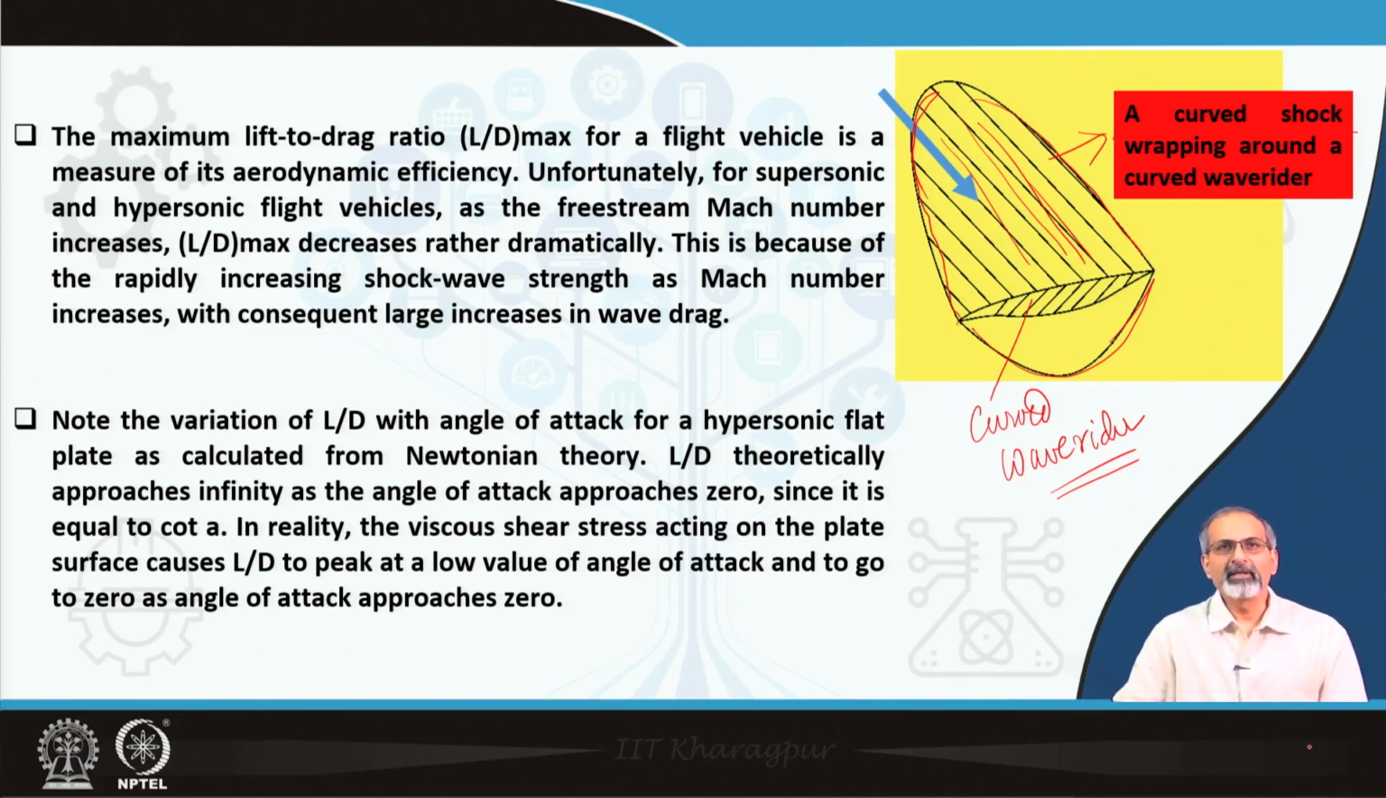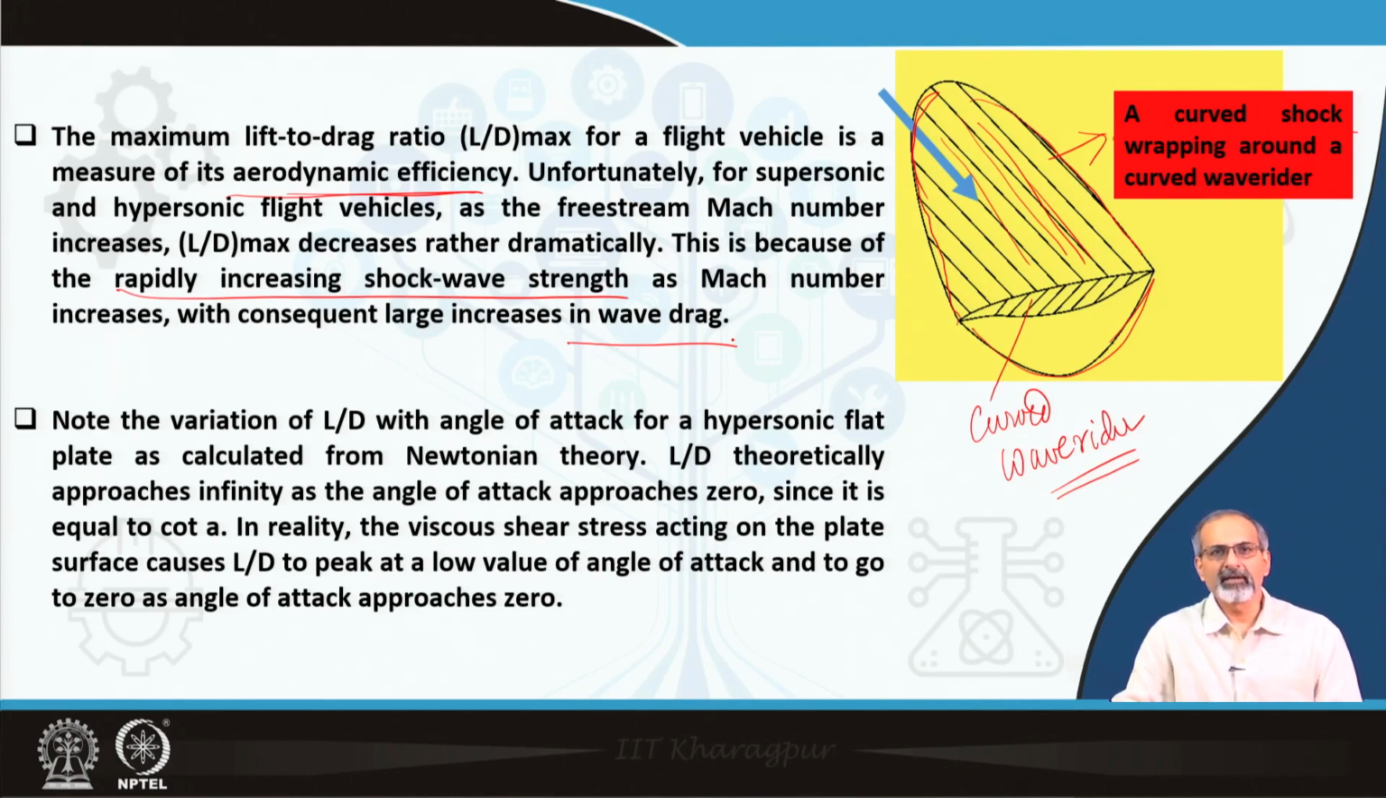The maximum lift to drag ratio for a flight vehicle is a measure of its aerodynamic efficiency. We are aware of this already. Unfortunately, for supersonic and hypersonic flight vehicles, as the free stream Mach number increases, the L by D max decreases rather dramatically. This is because of the rapidly increasing shock wave strength. So, we are talking about a large rise in the wave drag and, consequently, poorer values of L by D max.